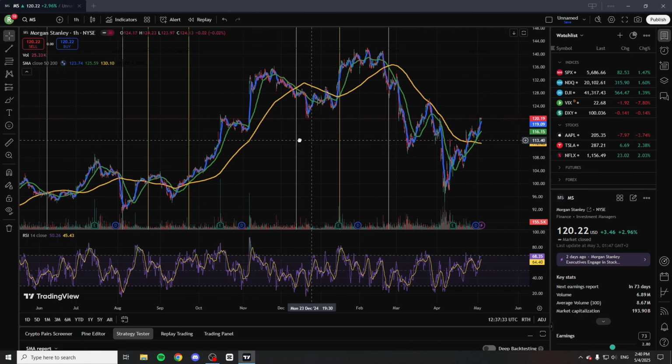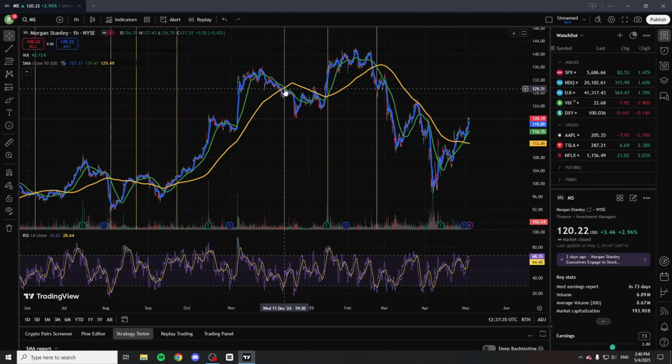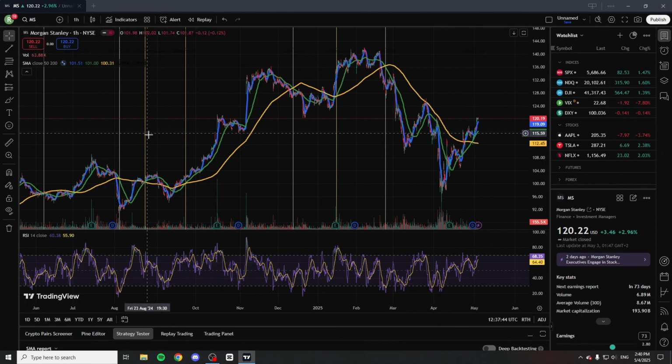But sometimes we see them quite close to each other, as you can see here. We have, what is that? Almost a month between these, and then we see it moving downwards and then upwards. That is a great technical signal.